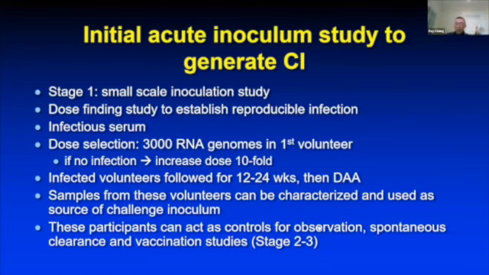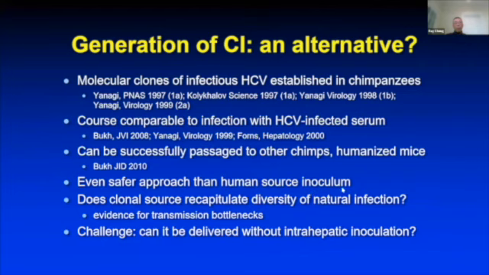Samples from this initial acute inoculum study in these volunteers could be characterized further and then used subsequently as the source of challenge inoculum for the more definitive stage studies, the stage 2 and 3 studies you'll hear more about in just a moment. These participants could also be controls for observation, spontaneous clearance, and vaccination studies, again described subsequently.